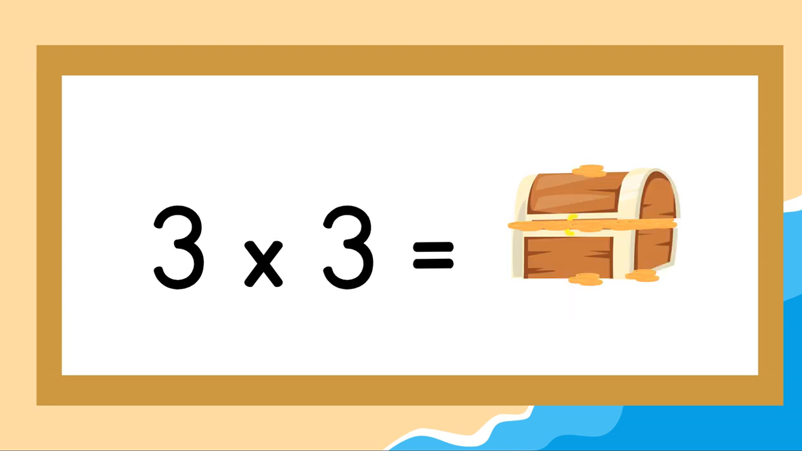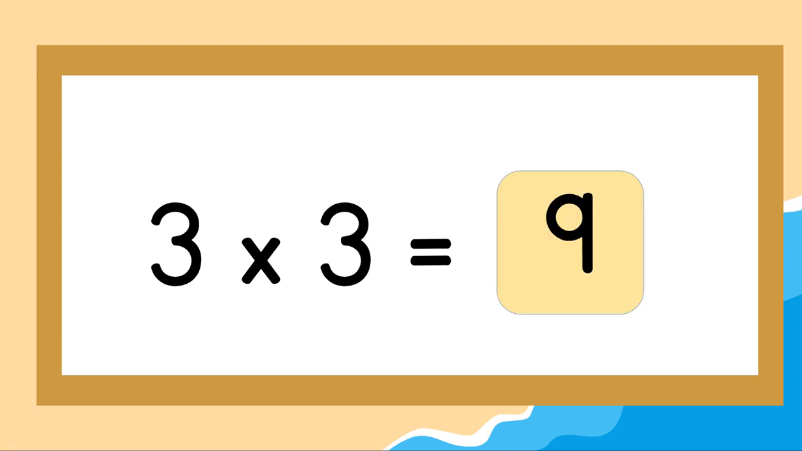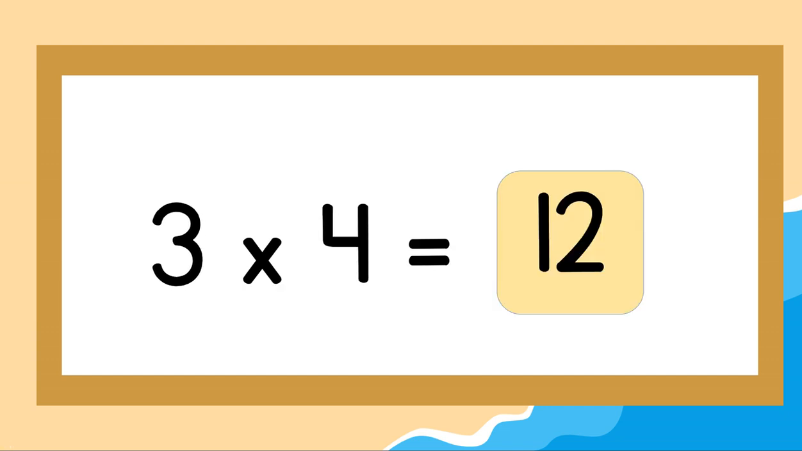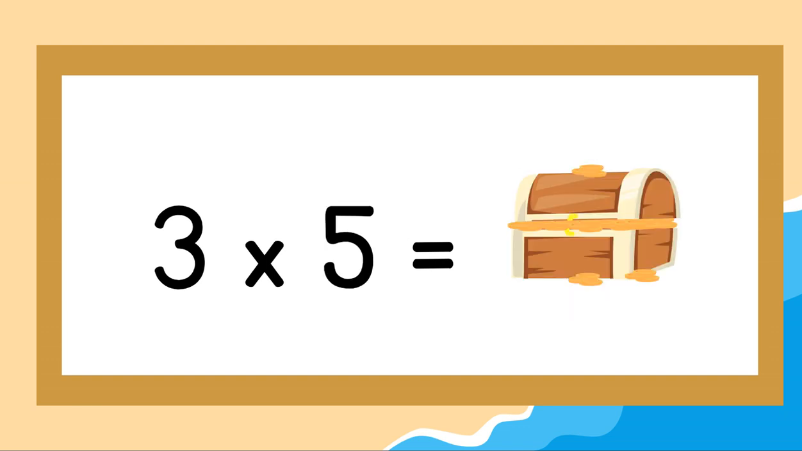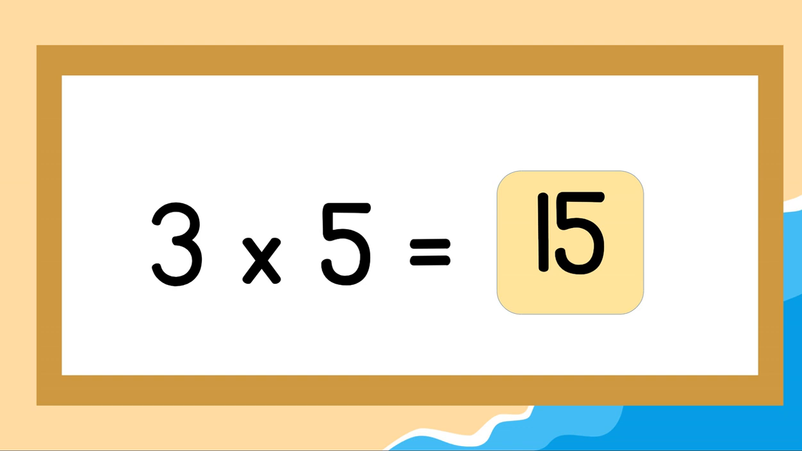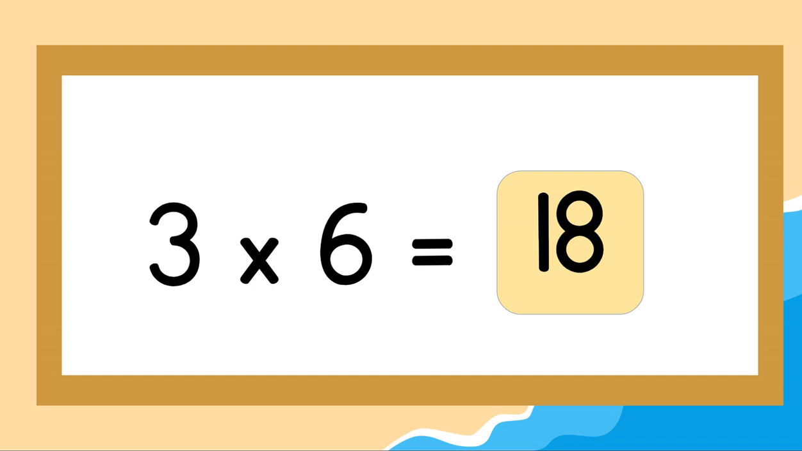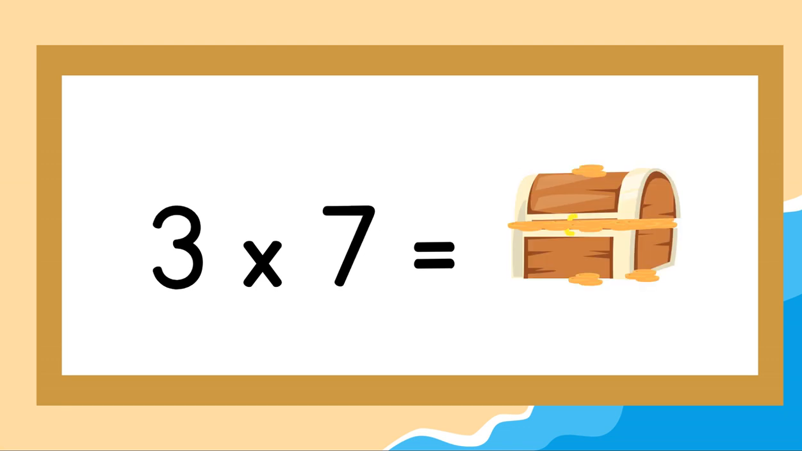3 threes are. Can you guess? 3 threes are 9. 3 fours are. Can you guess? 3 fours are 12. 3 fives are. Can you guess? 3 fives are 15. 3 sixes are. Can you guess? 3 sixes are 18.